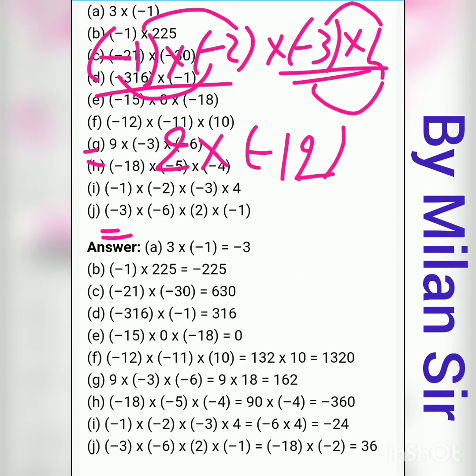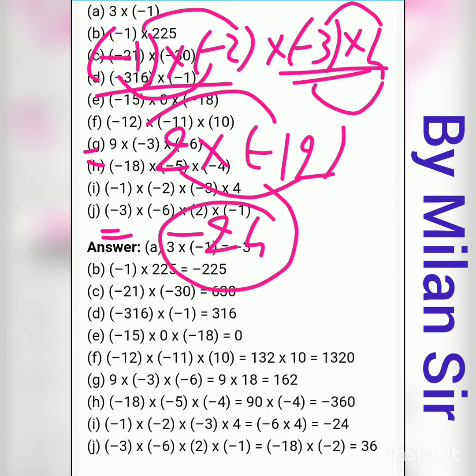So 12 multiply 2 is 24, right? Then 2 has a positive sign, 12 has a negative sign, so plus minus minus 24. So minus 24 is our final answer. First of all we need to solve the first two numbers, then the last two numbers, then again we need to solve these two answers. So finally we get minus 24 as our answer.